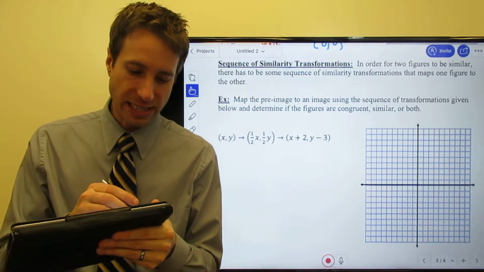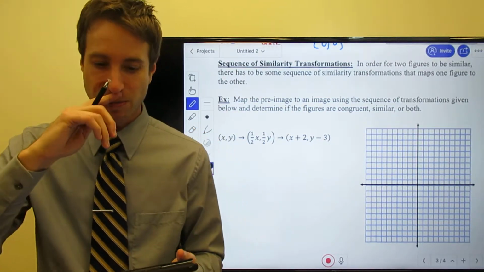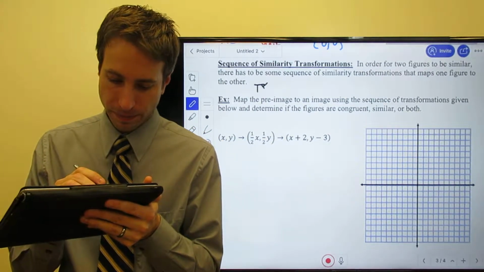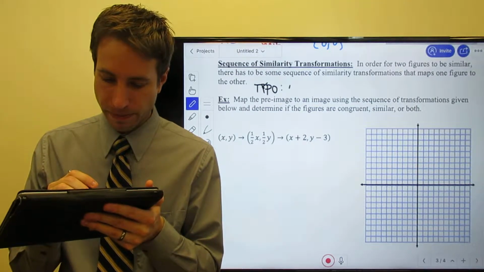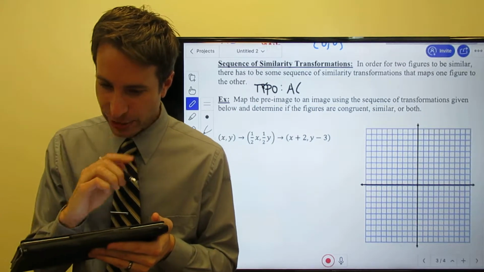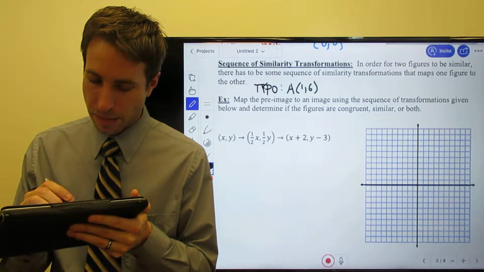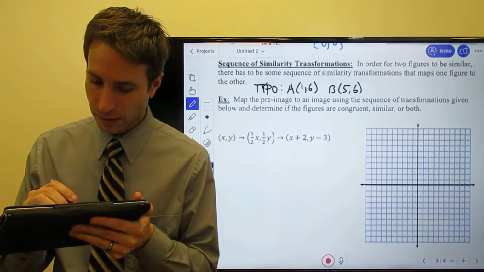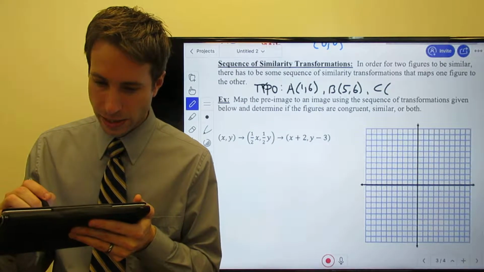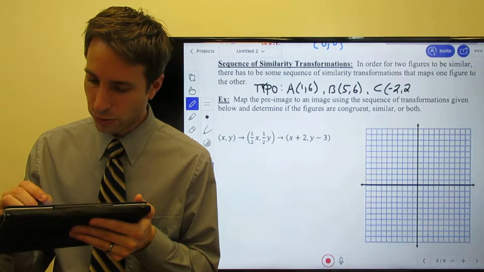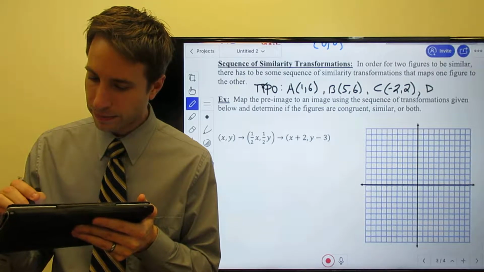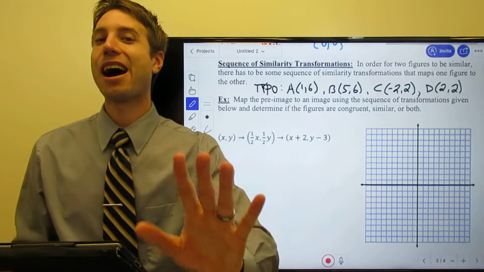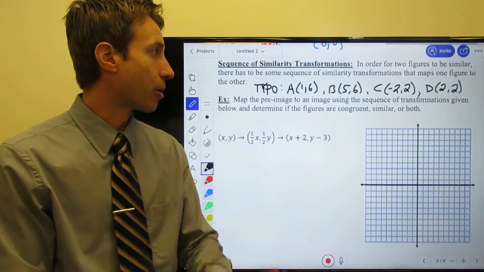Oh, actually, I apologize. There is a typo in this problem. I forgot to give you the ordered pairs. So real quick, let me give you some ordered pairs. A is going to be at 1, 6. B is going to be at 5, 6. C is going to be at -2, 2. And D is going to be at 2, 2. Okay, so now that we've got the actual ordered pairs, again, I apologize, I left those out.